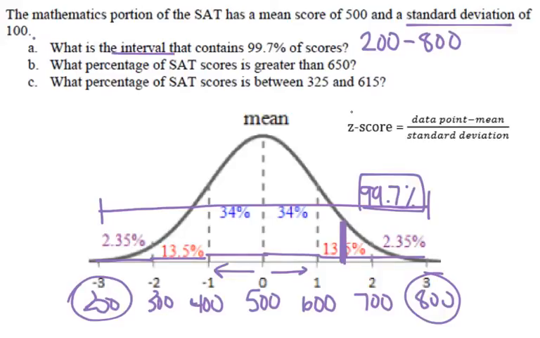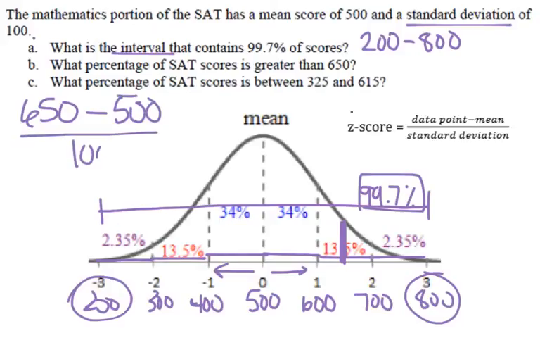Okay, so our data point is 650, minus our mean, which was 500, divided by our standard deviation, which is 100. So 650 minus 500 is 150. 150 divided by 100 is 15 over 10, which as a decimal comes out to 1.5. Okay, so our z-score is 1.5.